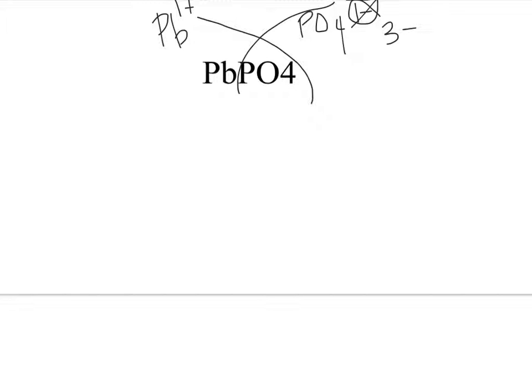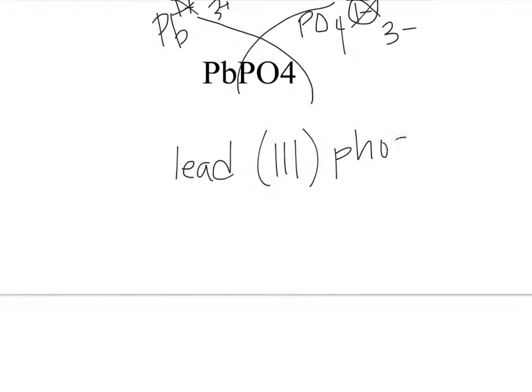So if I had to triple this one, I have to triple them both. So lead's charge is 3 plus. And so when I name this, I want to name it lead, Roman numeral 3, phosphate. Lead 3 phosphate.